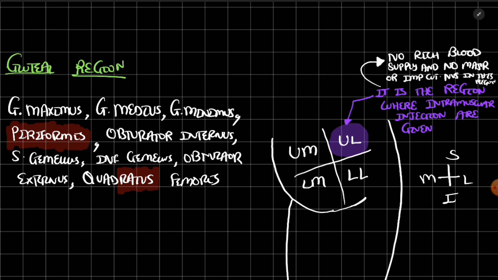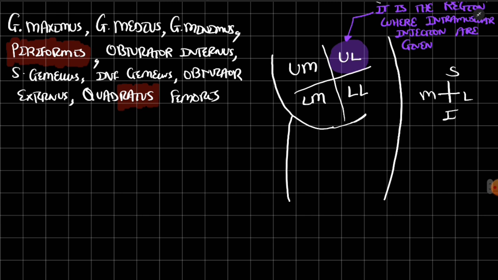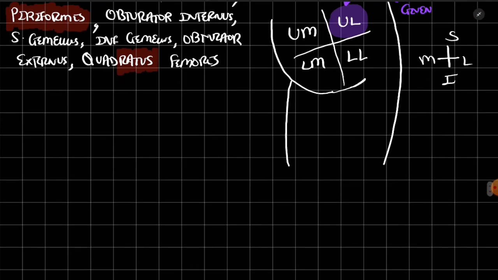The needle should not hit the nerves or the blood vessels, as it can cause rupture and hemorrhage. Also, if some sensory nerves are damaged, there will be sensory loss over the gluteal region. Therefore the upper lateral quadrant is the most important quadrant when we consider intramuscular injections. Okay, so this was the first applied anatomy of the gluteal region.